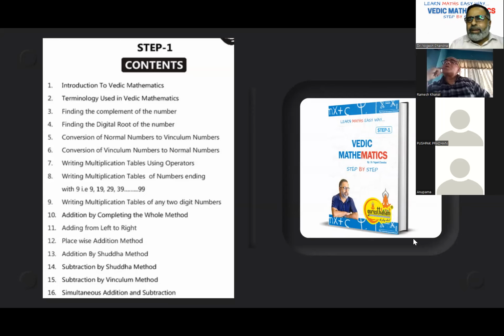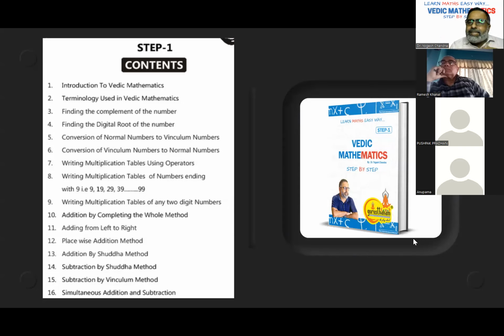Then we understand vinculum numbers. This is a new concept in Vedic maths, with the help of which you can reduce the levels of toughness. Means you can make the calculation much easier. Here we take only the first 5 digits, 1, 2, 3, 4, 5. We convert 6, 7, 8, 9 into the first 5 digits, and that makes calculations very easy. Then we do tables using this. Then the 8th and 9th topics we did yesterday. That was from the first step.